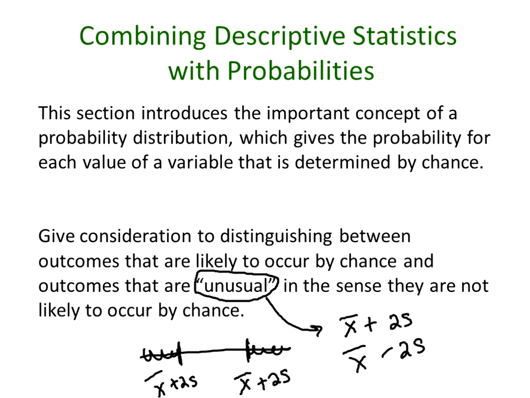So for unusual, we had a maximum usual value and a minimum usual value. Anything above 2 standard deviations of the mean is unusual. Anything below 2 standard deviations of the mean is unusual. So that was our definition for unusual.